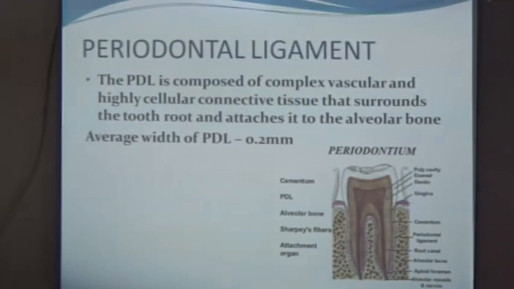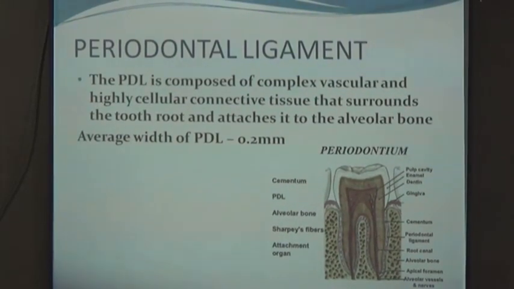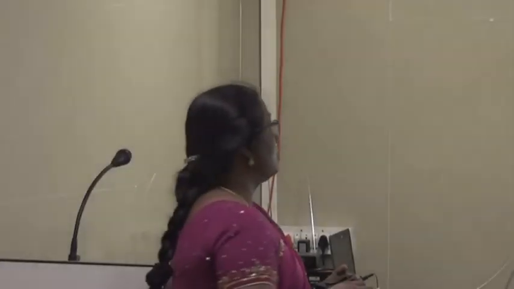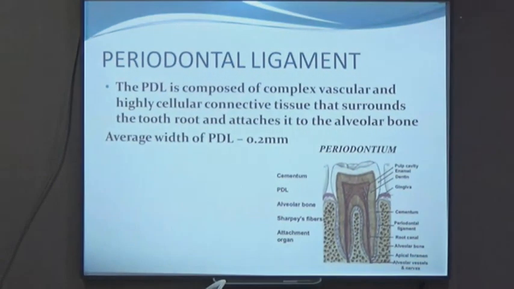Now, we will come to the periodontal ligament. The periodontal ligament is composed of complex vascular and highly cellular connective tissue that surrounds the tooth root and attaches it to the alveolar bone. So this periodontal ligament is the bridge between the tooth and the bone. The tooth root is surrounded by the cementum, and here this is going to be the alveolar bone. Between them is going to be the periodontal ligament. The periodontal ligament plays a major role in supporting the tooth. The average width of the periodontal ligament is 0.2 millimeter.